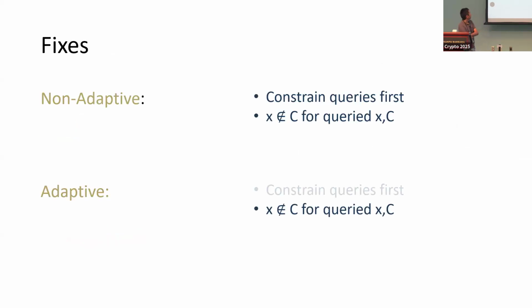To fix this, early work placed different restrictions on the attacker. The non-adaptive definition requires the attacker to always query constraint first, and for later eval queries, you cannot query on the constraint set. A more adaptive version relaxes the first requirement, so that it allows the attacker to interleave the constraint and the eval queries.